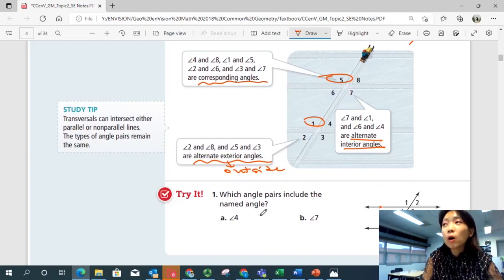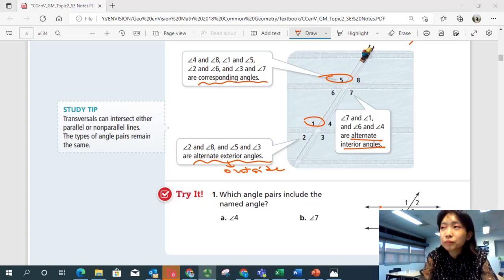So part A, angle 4. Which angle pairs include the named angle, right? So what kind of relationship can you find with the angle 4? And what about 7? So figure out any relationship you can make with these angles. And see if you can do it by yourself. Pause the video, come back when you're ready for answers.